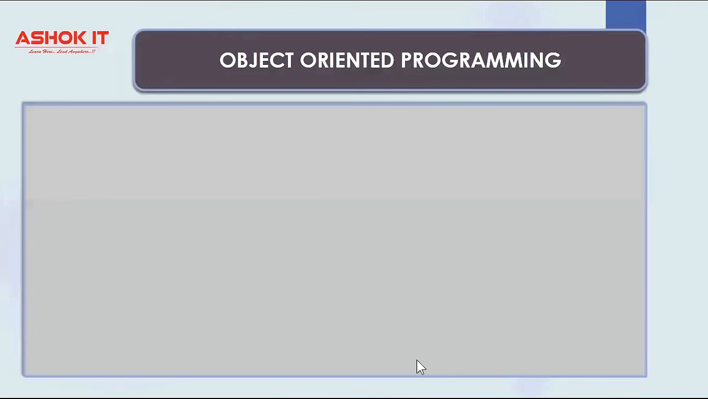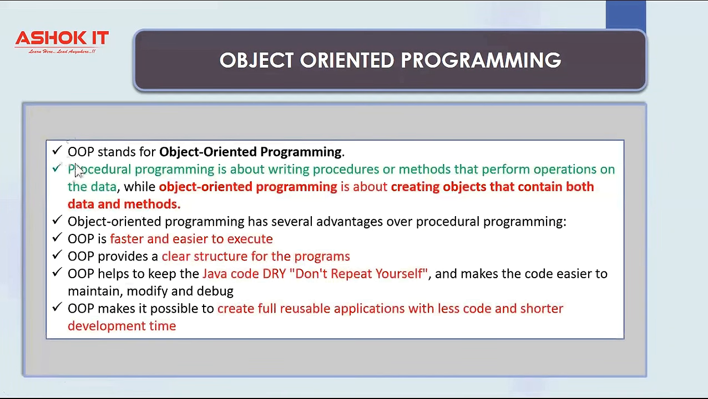So we will be starting with the object-oriented programming. OOP stands for Object-Oriented Programming. In case of procedural programming, we write procedures or methods which will perform operations on the data. But when it comes to object-oriented programming, it is about creating objects that contain both data and methods. So we can say in object-oriented programming, objects will combine the data and methods in a single unit.